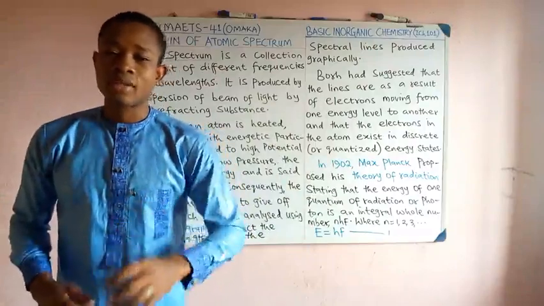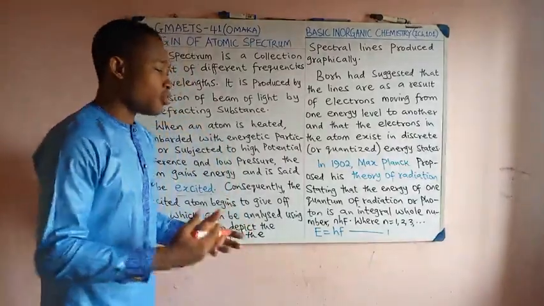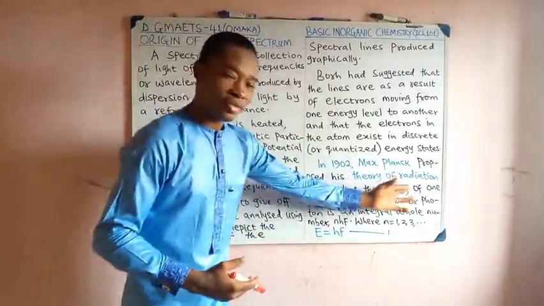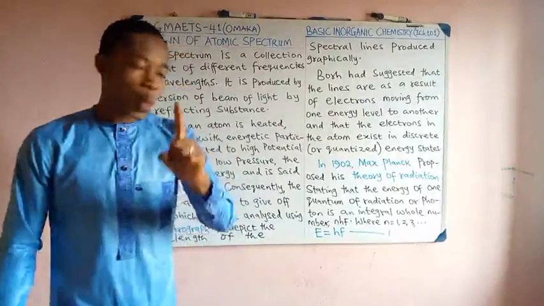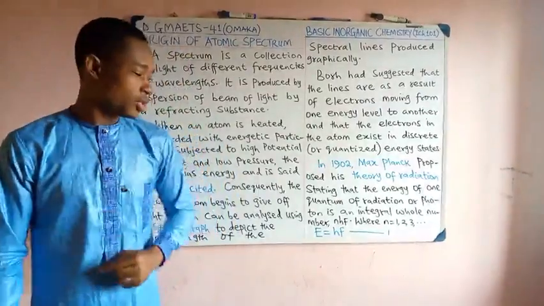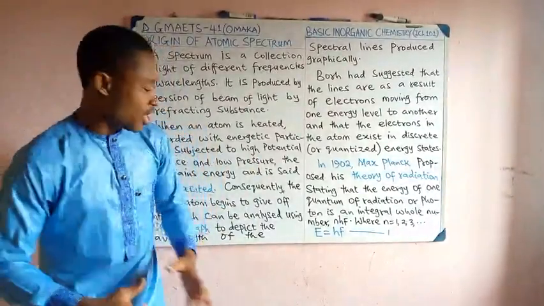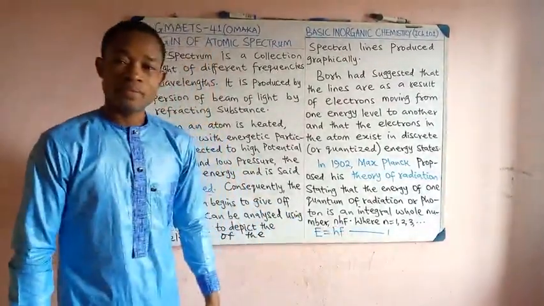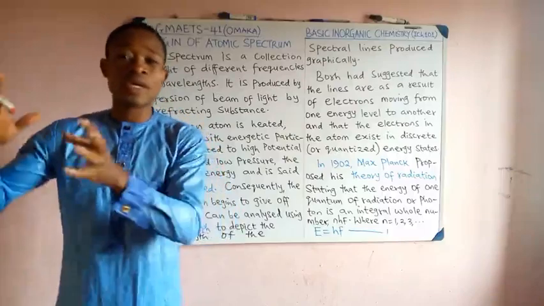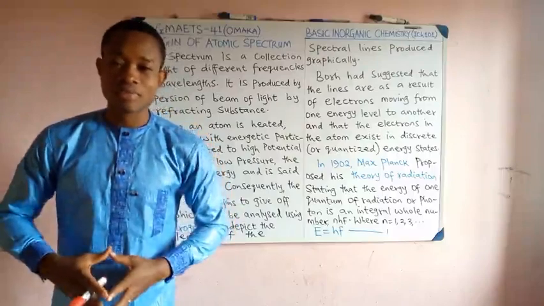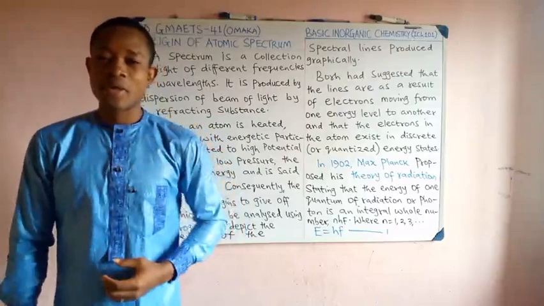Finally, Max Planck carried out an experiment and then came up with his theory of radiation. Max Planck stated that the energy of one quantum of radiation, or photon, is an integral whole number multiple given as nhf. That h there is Planck's constant, just like we encountered in the previous class. The f there is the frequency of the radiation of the light.